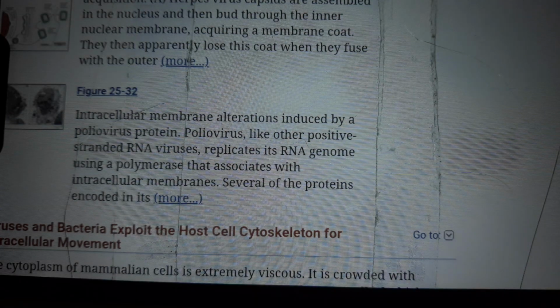Complicated strategy for viral envelope acquisition. Herpes virus capsids are assembled in the nucleus and then bud through the inner nuclear membrane, acquiring a membrane coat. They then apparently lose the coat, which they confuse with the outer membrane.